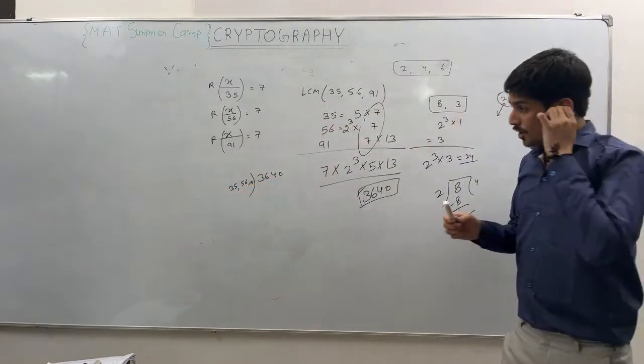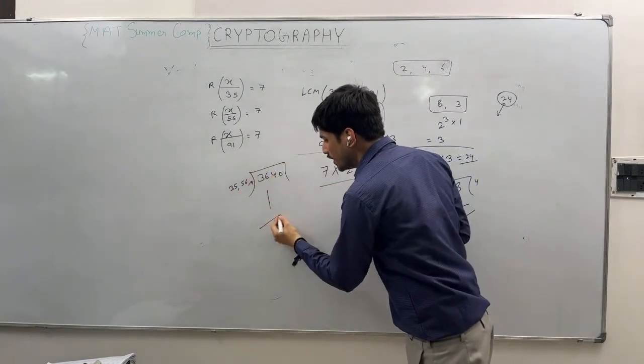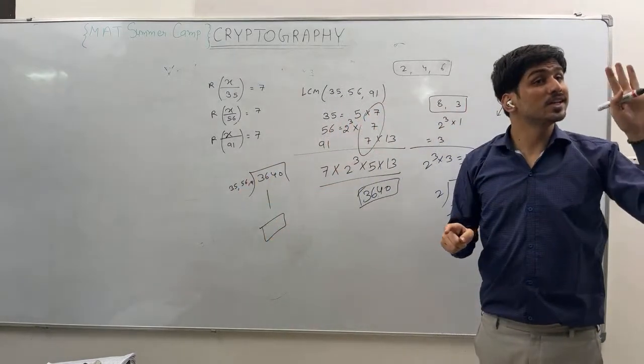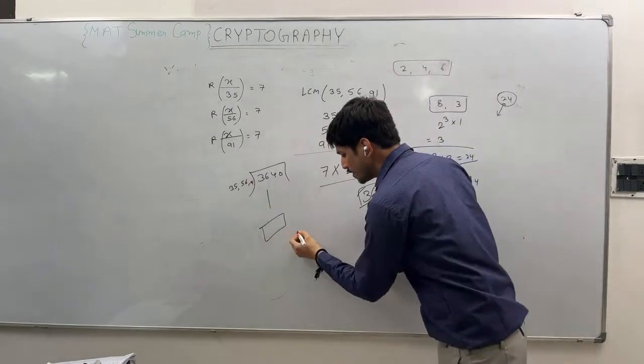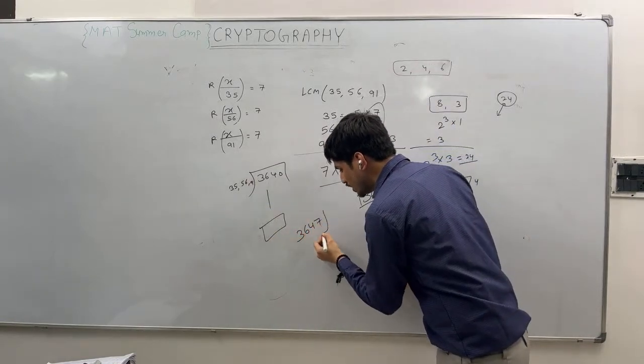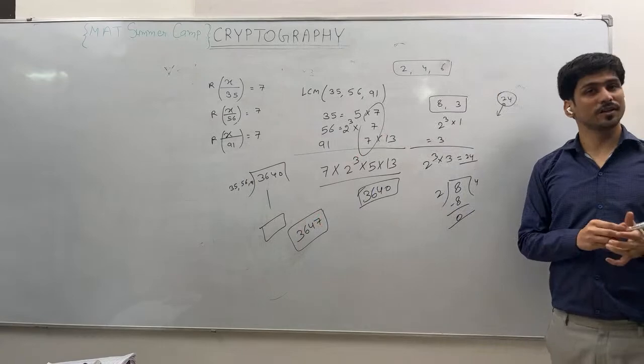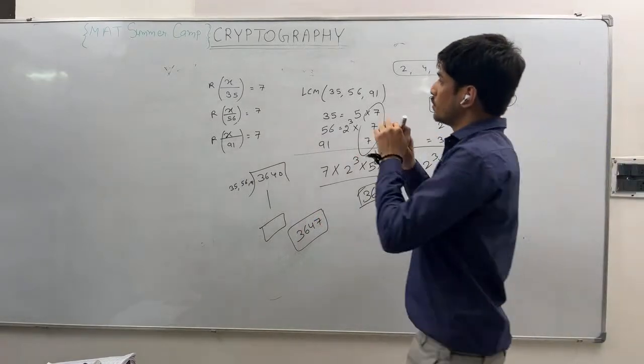Clear? So here I can say, if I divide, the remainder is 0, but what I need? Remainder 7. So what will I do? Add 7. So what is the correct answer? 3647. Is it clear? Okay. Let's try one more problem.